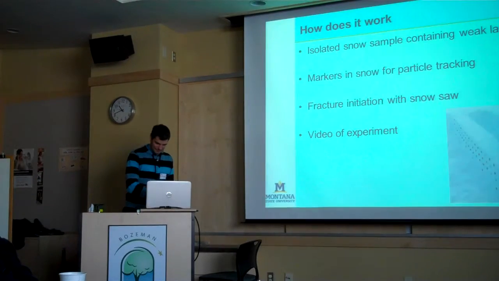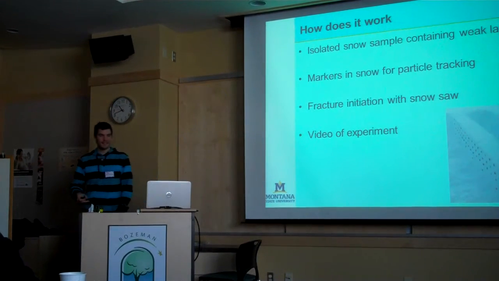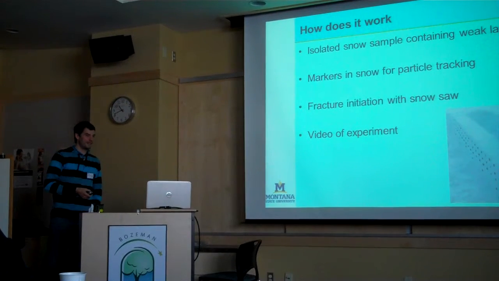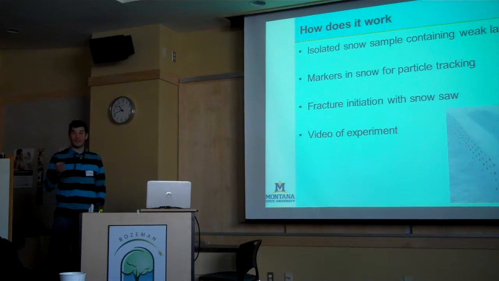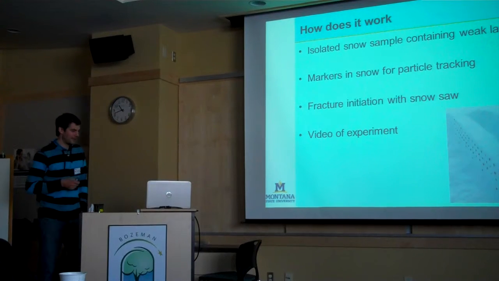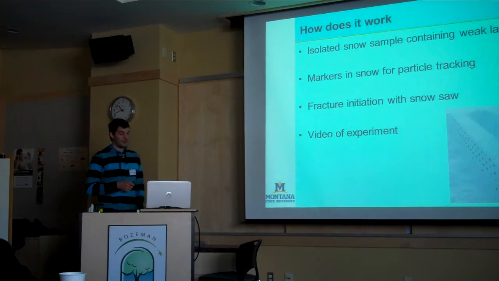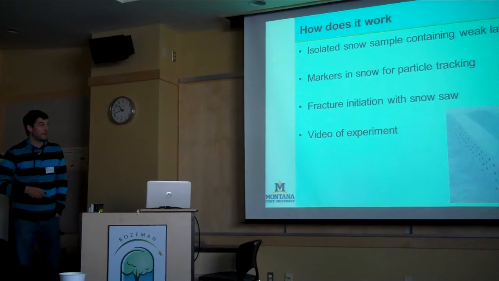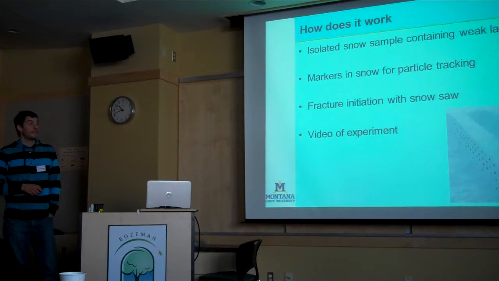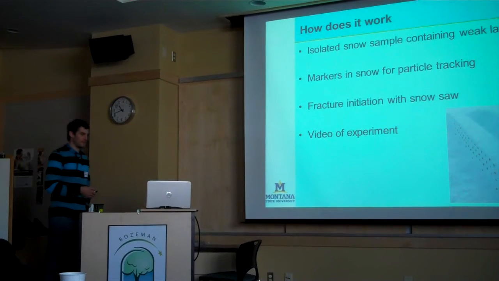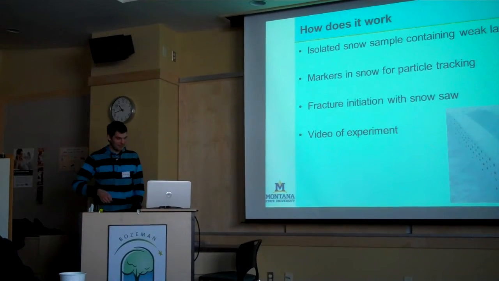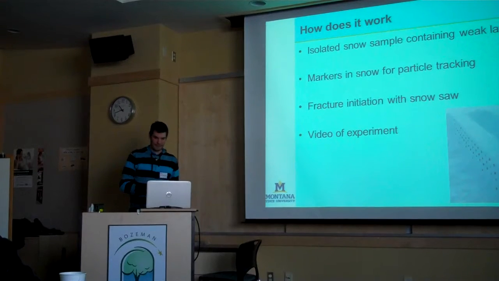And I'll show a bunch of videos. So how does it work? You need snow cover. You need a weak layer in there, or a weakness. It doesn't have to be a surface hoar layer, but it could also be a storm snow layer or something like that. You need some kind of markers, and I've been using different things, but they just need to be black and round. It doesn't really matter what you use. I've used roofing nails, which I painted black, and I've used plastic caps and stuff like that.